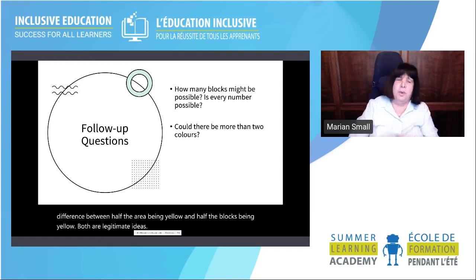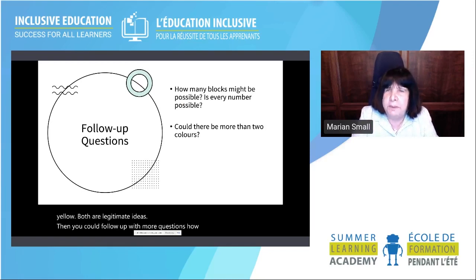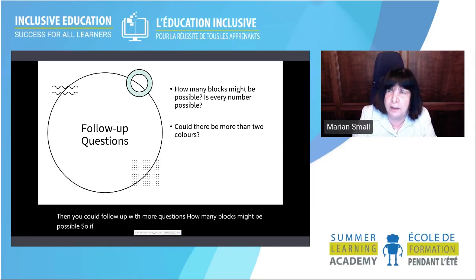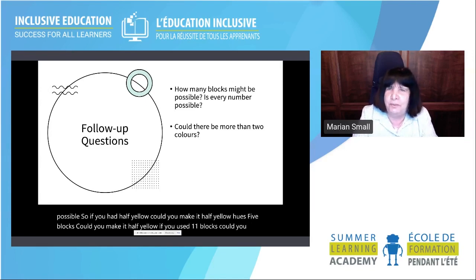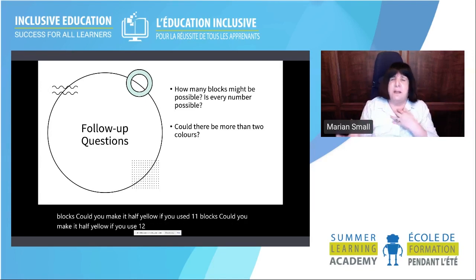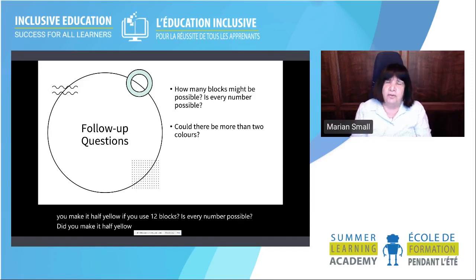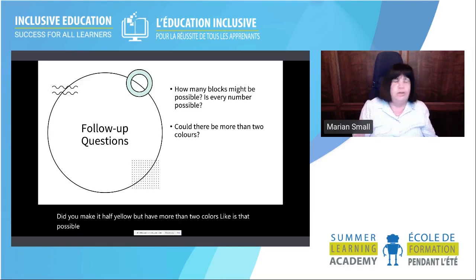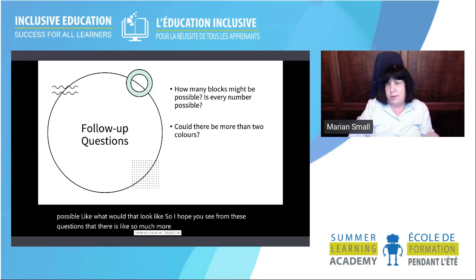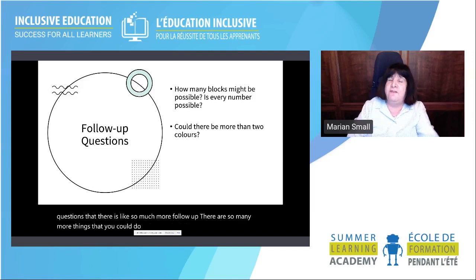Then you could follow up with more questions. How many blocks might be possible? So if you had half yellow, could you make it half yellow if you used 5 blocks? Could you make it half yellow if you used 11 blocks? Could you make it half yellow if you used 12 blocks? Is every number possible? Could you make it half yellow but have more than 2 colors? Like, what would that look like? So I hope you see from these questions that there is so much more follow-up. There are so many more things that you could do. So again, this is a very rich task because there are so many places to go in.